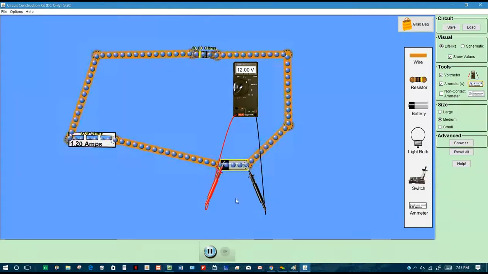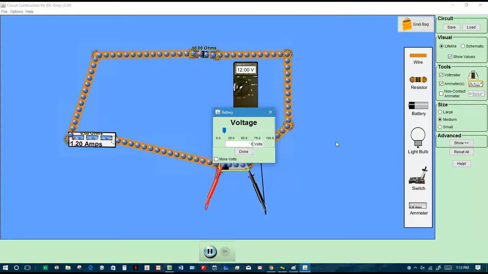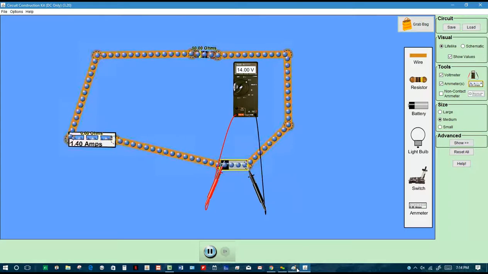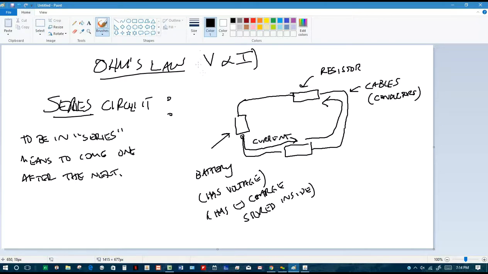Now we go back here. Let's increase it up to, let's say, 14 volts. More voltage, more current, right? And remember what we said in the last meeting was that one of the basic ideas that Ohm had uncovered was that voltage was proportional to current. Remember that? Yeah. And that's what I'm writing here. And are we seeing evidence of that right now? Yes, we are. More voltage in the battery, you end up with more current, right?